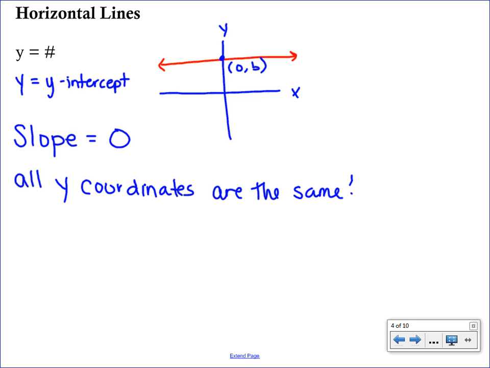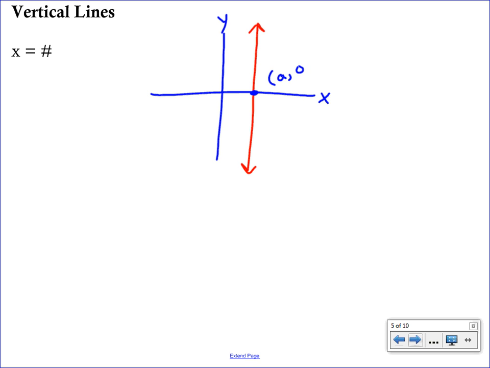Okay, so we're going to look at vertical lines now, and you're going to notice some similarities here. A vertical line is x equals some number. And we'll draw a vertical line here, and you'll notice that the vertical line crosses just the x-axis. We sometimes label the x-intercept (a, 0). You've seen that notation before. So sometimes you'll see x equals a, but it's x equals a number. X equals the x-intercept, however you want to think about it.